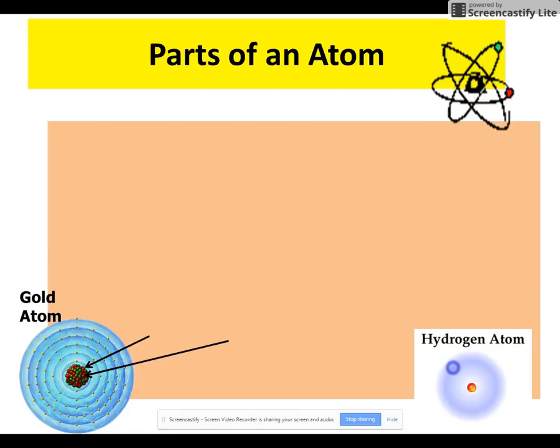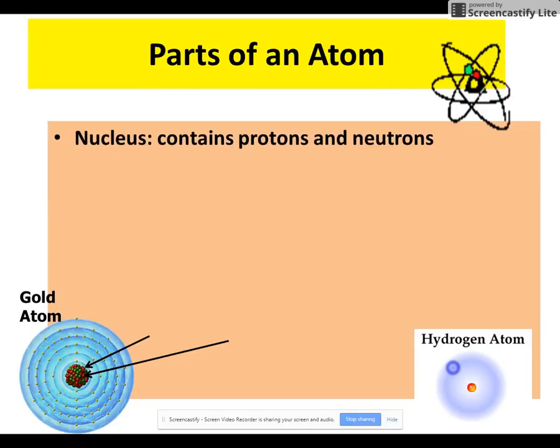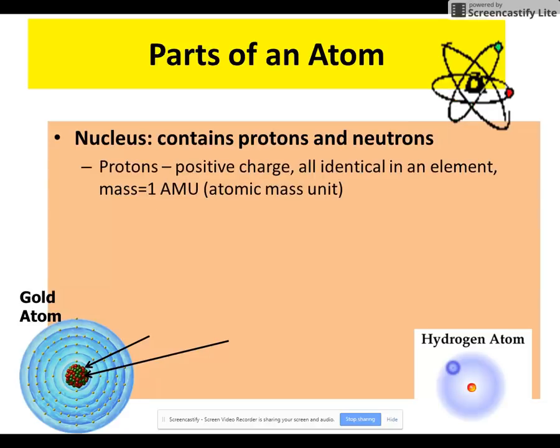Alright, so if we have an atom and we're looking at the different parts that make up an atom, we'll start in the middle, and that's the nucleus. The nucleus contains the protons and neutrons. Protons are positively charged, and they're all identical in an element. And their mass equals 1 AMU. And all AMU stands for is atomic mass unit.